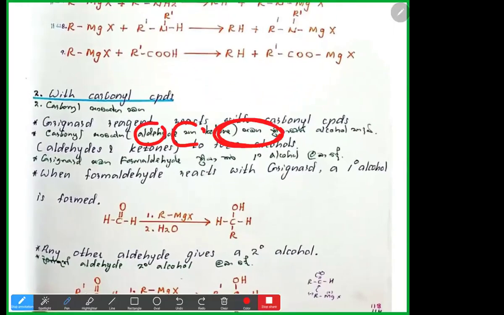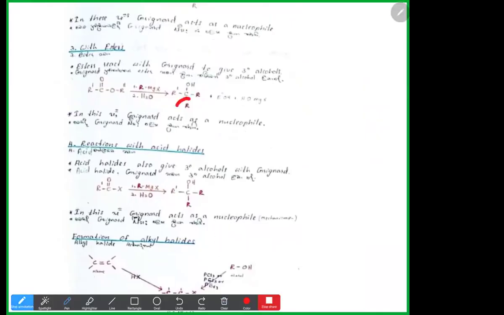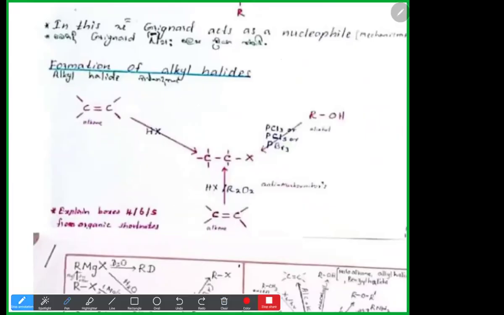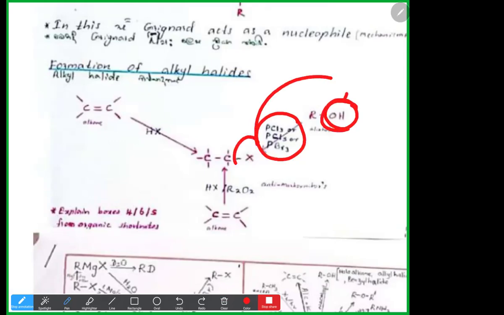Carbonyl compounds, it is joining one R group. Aldehydes and ketones, primary, secondary, tertiary, and so on. Then I'm going with ester and acid halide together. Esters and acid halides together, they connect two identical R groups. Formation of alkyl halides: you can have double bonds with HX, maybe Markovnikov or anti-Markovnikov, and also ROH with PCl3, PCl5, PBr3, converting OH into halogen.